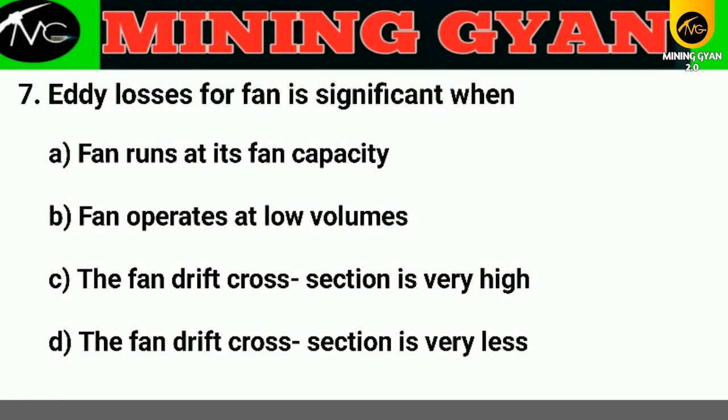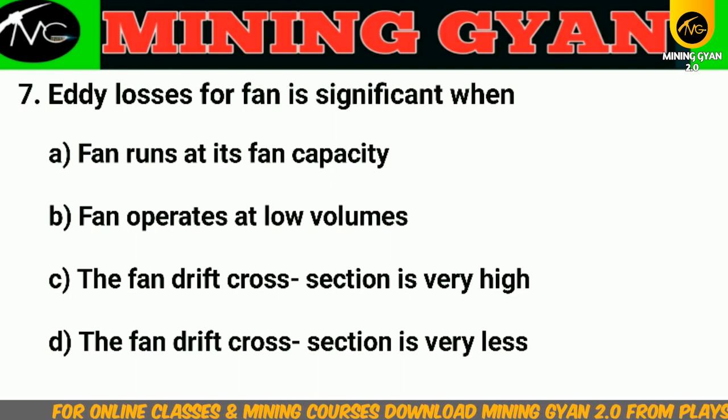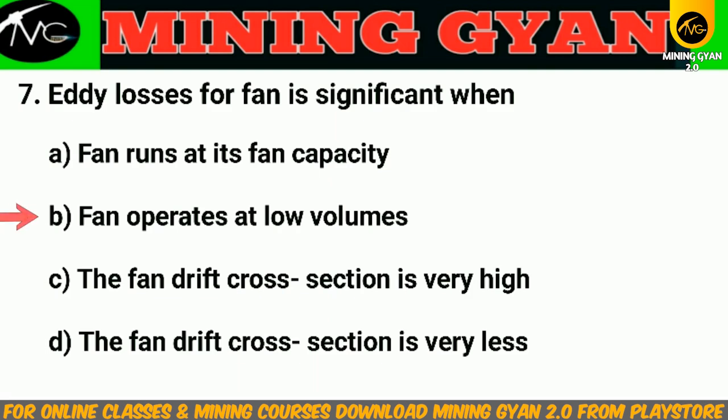Next question is, eddy losses for a fan are significant when A. Fan runs at its full capacity. B. Fan operates at low volumes. C. Fan draft cross section is very high. D. Fan draft cross section is very less. Right answer is B. Fan operates at low volumes.